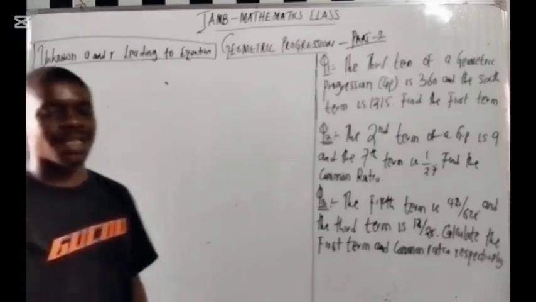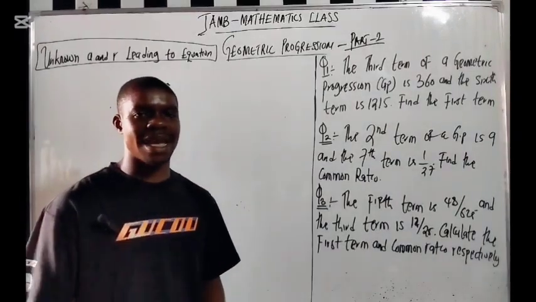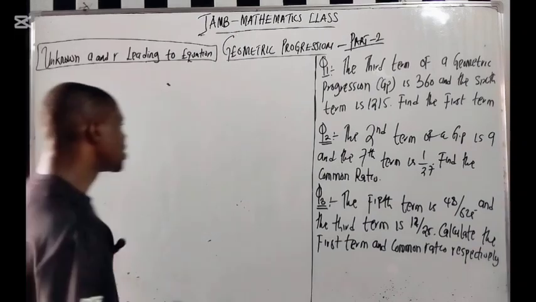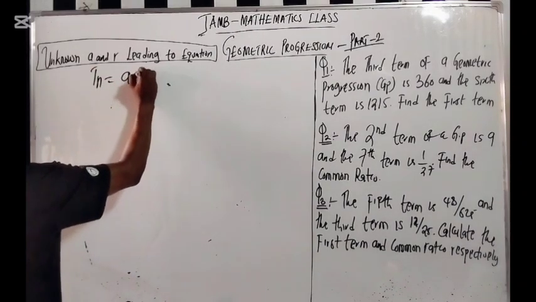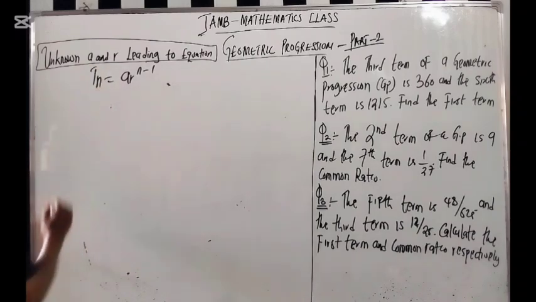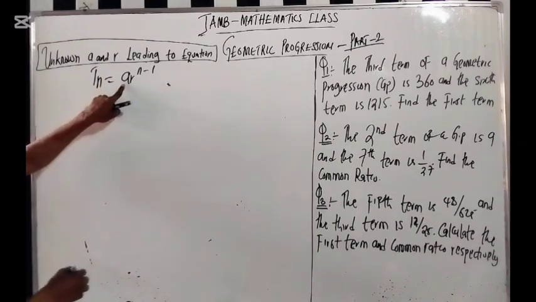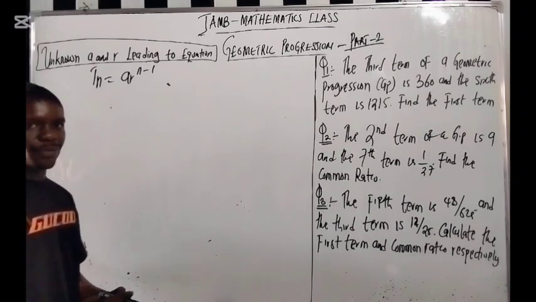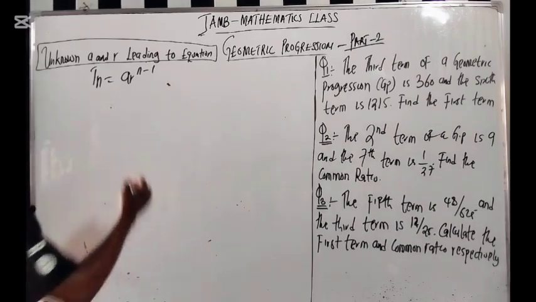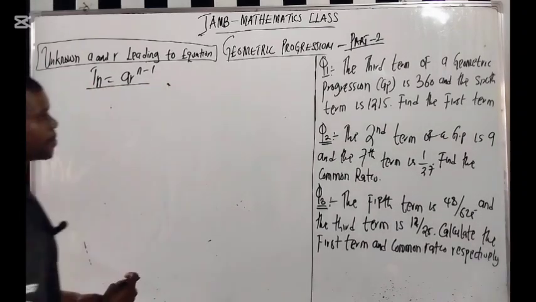The first one to look at is the formula for the nth term of a GP, and the formula is Tn equals a r raised to n minus 1. This is the term, this is the first term, this is called the common ratio, and this is the nth term. So we are going to use this. We have to start with this one here.